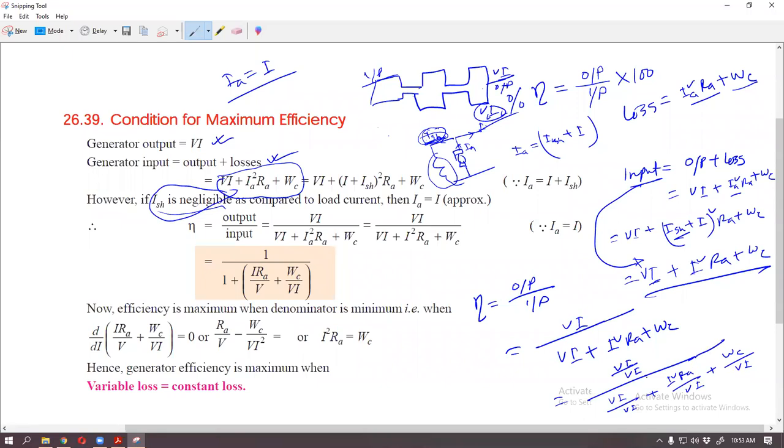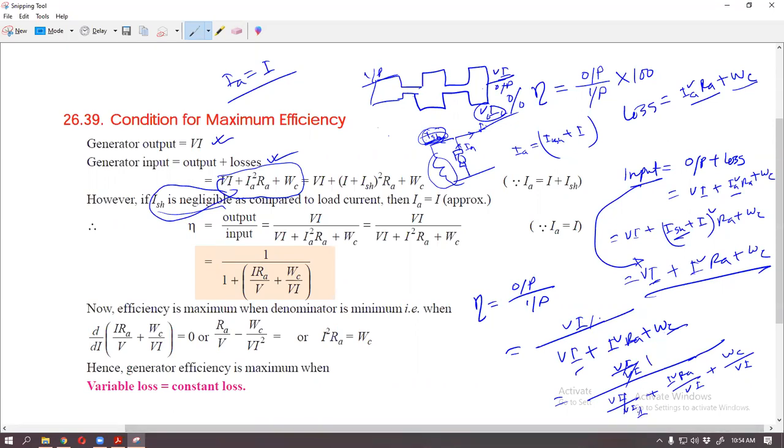All are clear? Yes, sir. All parts divided by VI. Sir, but why? This is the mathematical policy. It is just calculation. If we divide by VI, then the calculation is easy. This is the math. So VI and VI vanish. This is the 1. This is the 1.